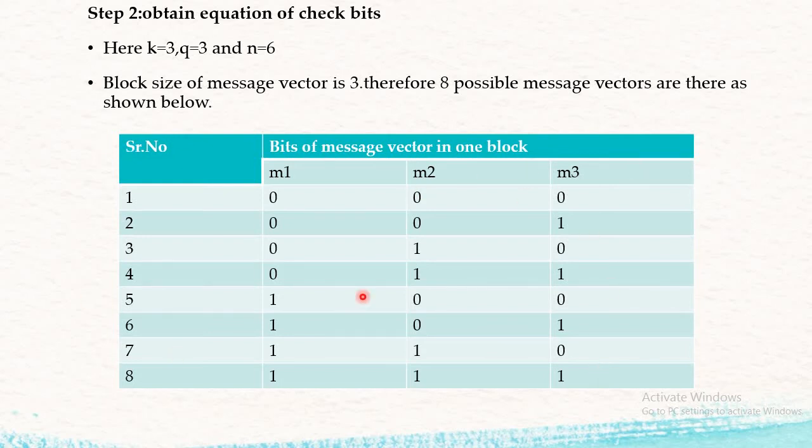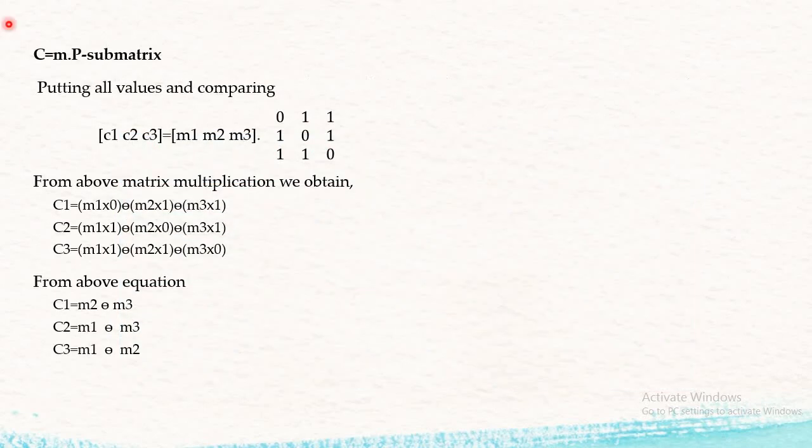Once this part is over, we go for the second step, that is finding the equation for the check bits. We know the check bits or the parity bits are given as C is equal to M into the P submatrix. This is the general relation for finding check bits. Now in this case the size of the check bits is 3, so C is written as C1, C2, C3, and the message bits are given as M1, M2, M3, and then the P submatrix, which we have extracted in the first step. So this is my P submatrix, and then from the above matrix we just perform the multiplication. What we come to know, m1 into m0 is the first thing, XORing.